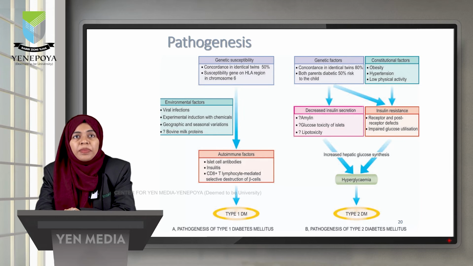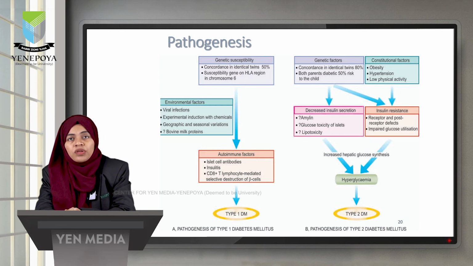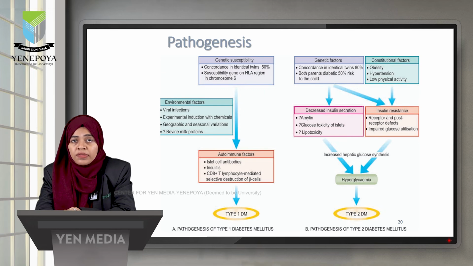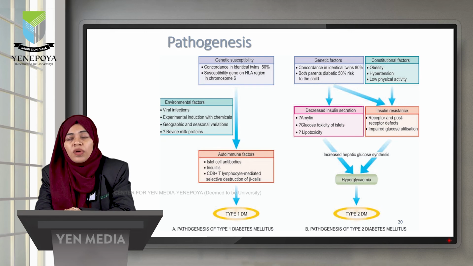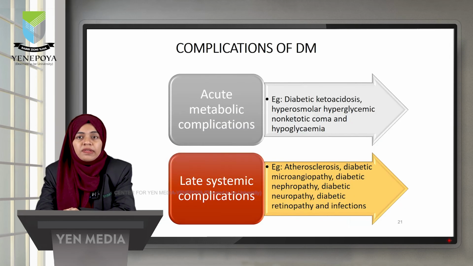This is a graphical representation of the pathogenesis of type 1 as well as type 2 diabetes mellitus. Genetic susceptibility, environmental factors and autoimmune factors are responsible for the pathogenesis of type 1 diabetes. In the pathogenesis of type 2 diabetes mellitus, genetic factors, constitutional factors, decreased insulin secretion and insulin resistance increase hepatic glucose synthesis, which leads to hyperglycemia, and then it turns to type 2 diabetes mellitus.